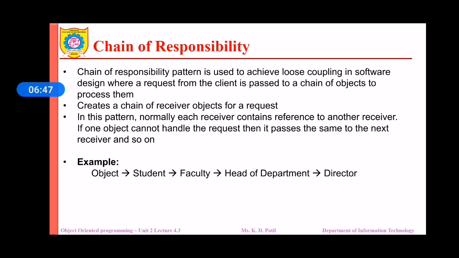Let us take a real time example. For example, a student named Sai is facing some problem. Then that student may come to the faculty. If faculty is able to solve his problem, then the problem will be solved there. But if the faculty is not able to solve the problem, then faculty will refer that student to the head of department, and the request will be passed to the next level. And in the same way, if the problem is not in the scope of head of department, then that matter will go to the director and so on. That is the chain of responsibility.